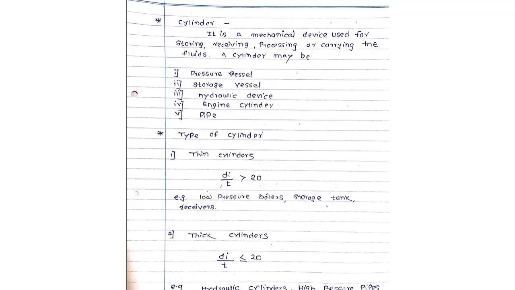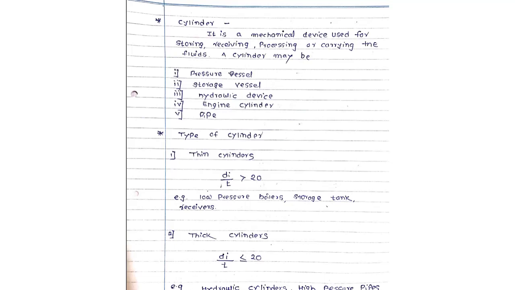What does that mean, di by t? In a thin cylinder, if the ratio of the inner diameter of the cylinder to its wall thickness is greater than 20, then the cylinder is called a thin cylinder. Examples of thin cylinder are low pressure boiler, storage tank and receiver.